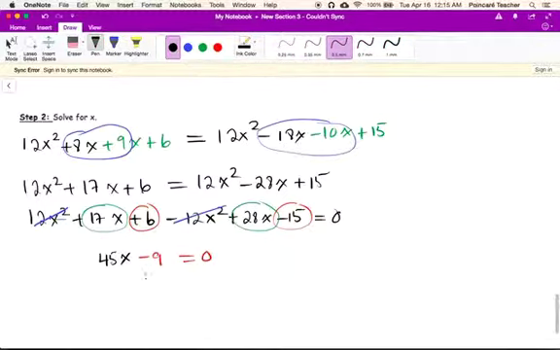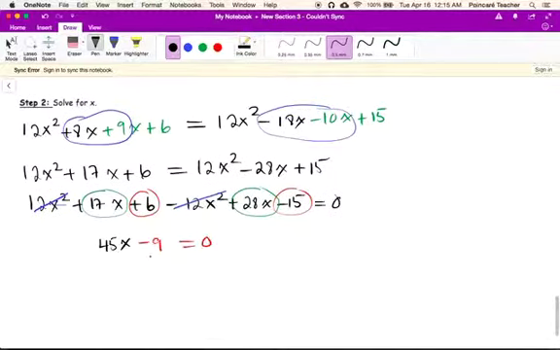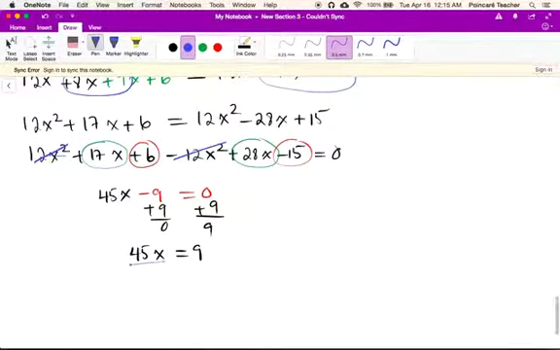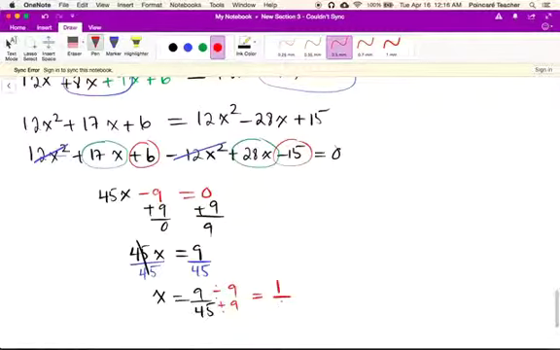Now we have a linear equation, which is different than the previous one, so I'm going to have to isolate the x by adding 9 first. So we'll have 45x equals 9. And then I'm going to divide both sides by 45. Therefore, x equals 9 over 45. And I'm going to reduce by dividing by 9. So you get 1 over 5. So the solution is x equals 1/5.